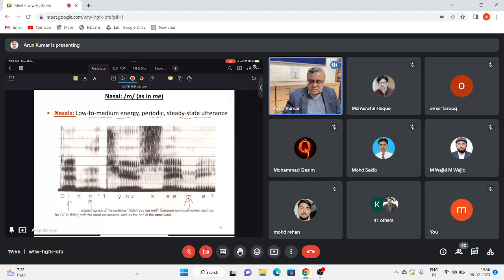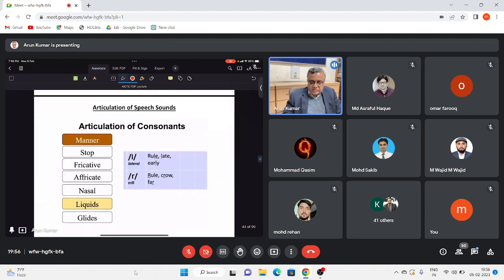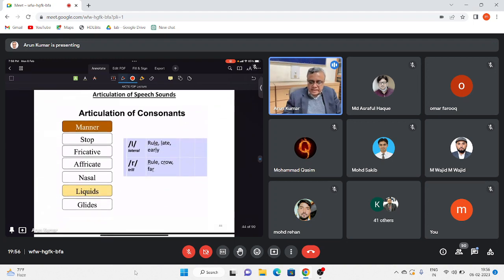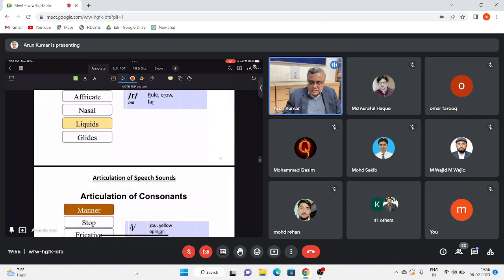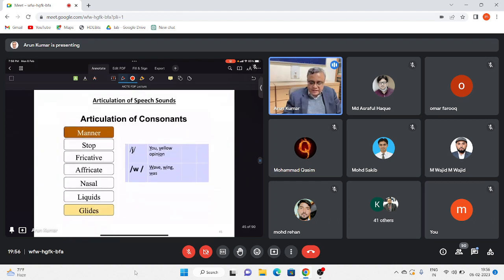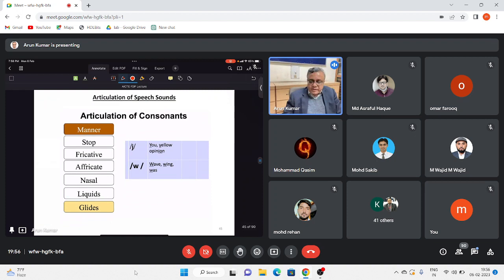So this is, in short, the description of nasal sounds. Then we have liquid sounds like l and r. So these are two liquid sounds. We are not going into details over here. And finally, we have glides, where again you move from one position to another, like y or w sound. Right? So these are two glide sounds.